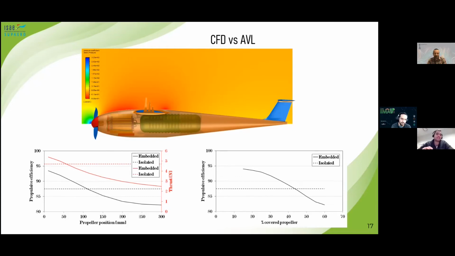So what you can see is that actually, if you go on the left graph up to 50 millimeters from the cone tip, you're achieving higher efficiency with the propeller. So this helps us to choose where we should position our propeller on the fuselage, and with that we gained almost 3% of the efficiency. This is at least what the theory was saying.